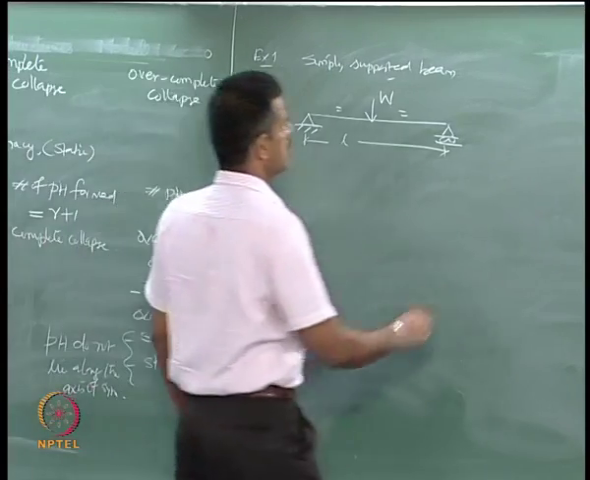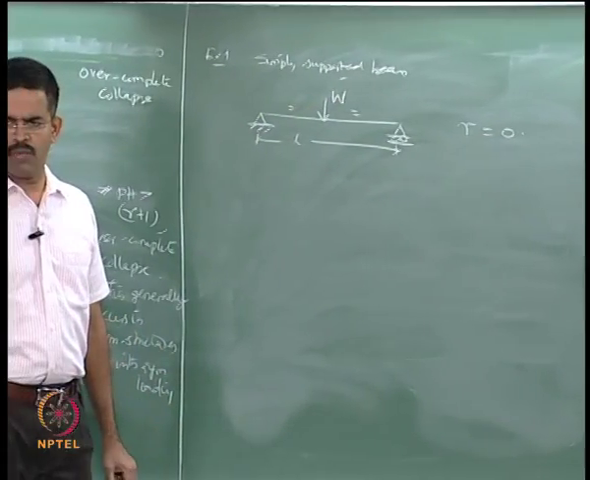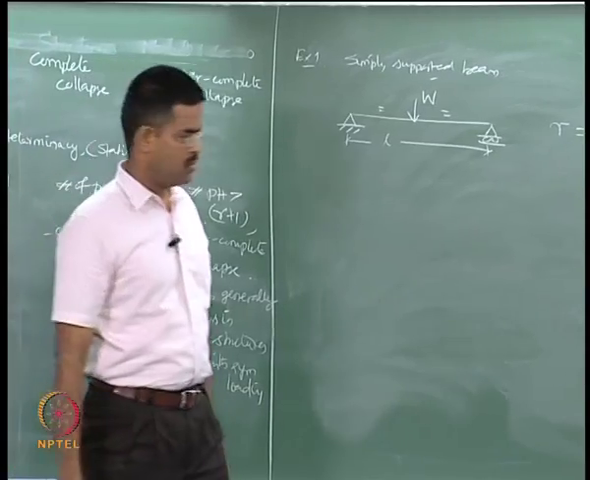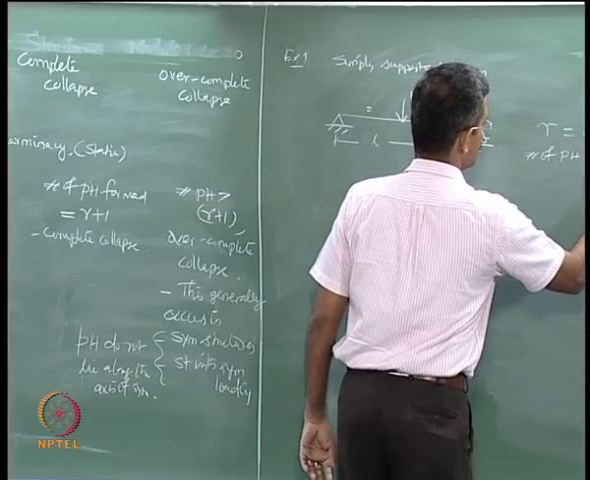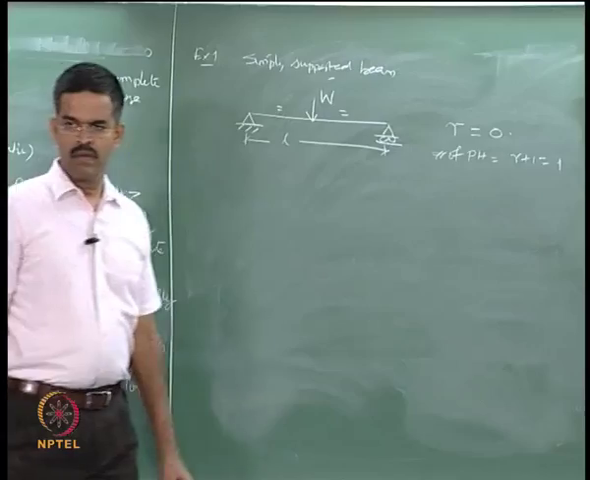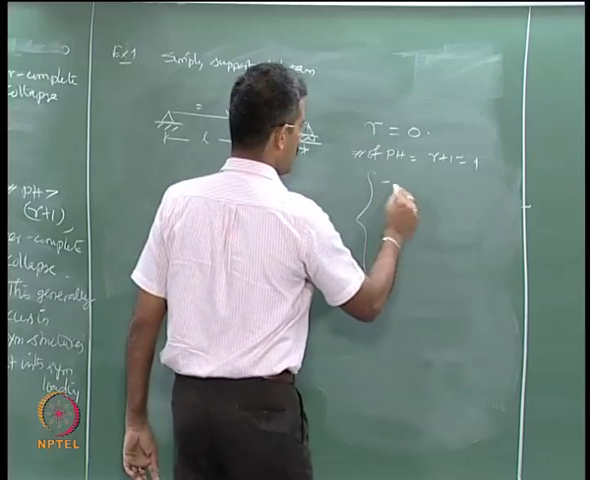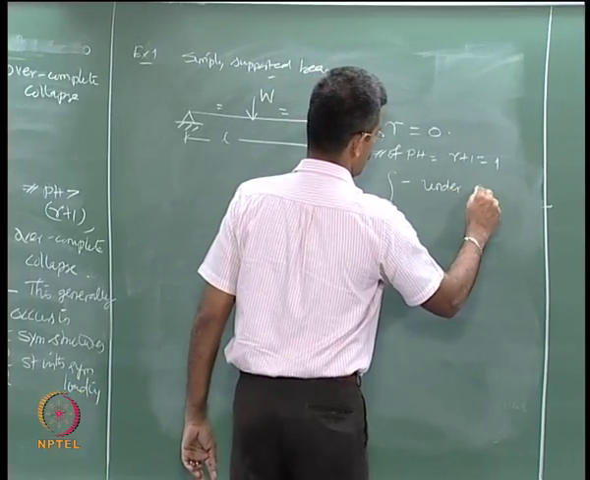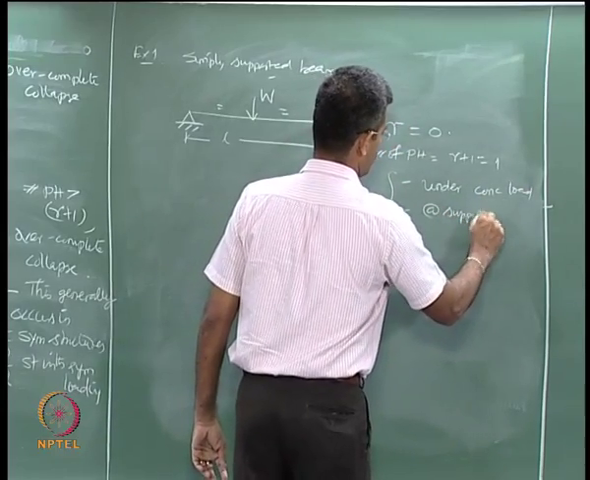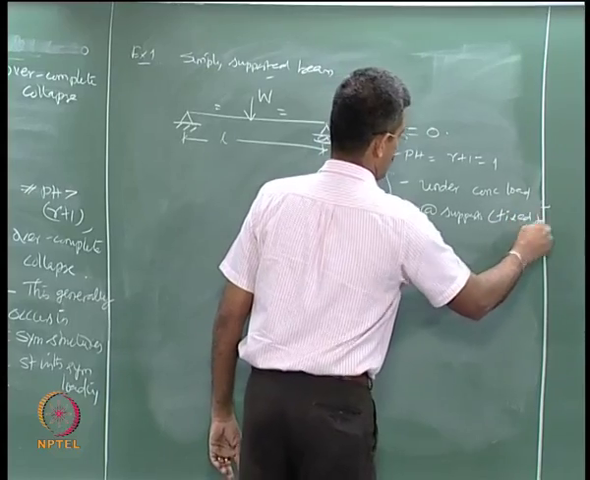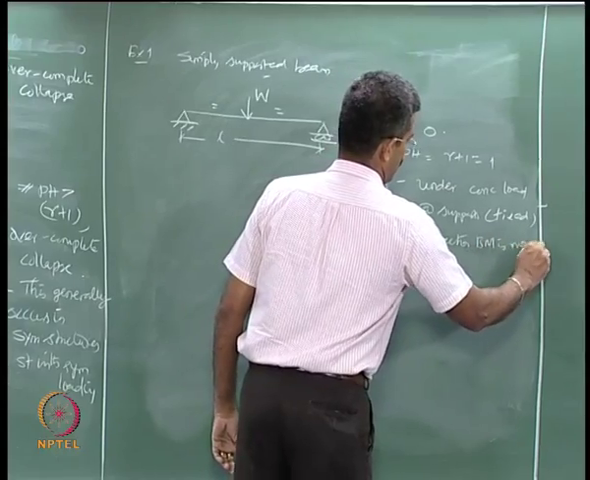We all know the degree of indeterminacy of this beam is 0; it is a determinate structure. So, how many plastic hinges are required to make it a mechanism? 1. The number of plastic hinges required is r plus 1, that is 1. Where can plastic hinges form? It can form at the following locations: one, under concentrated loads; two, at supports which are fixed; at sections where the bending moment is maximum, and so on, is it not?